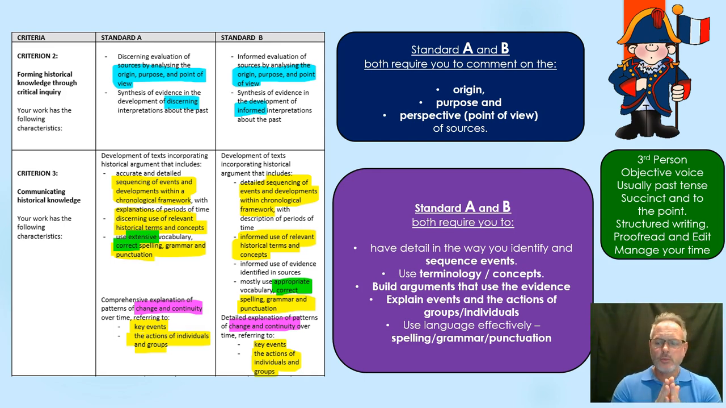They take their time to spell, use grammar correctly, to get their punctuation right. They write in third person. They structure their work. They proofread, they edit, they manage their time in the exam.